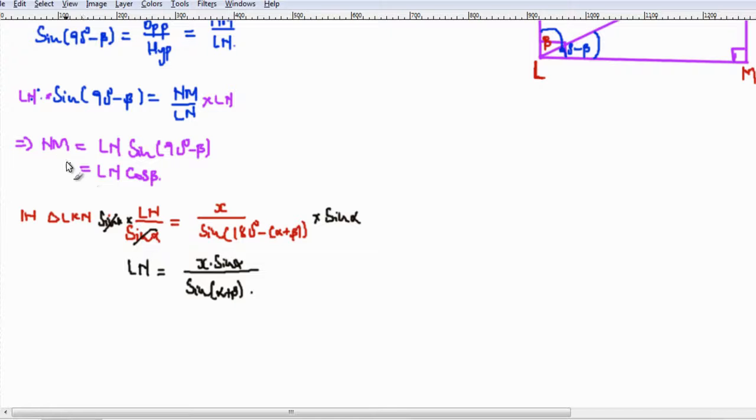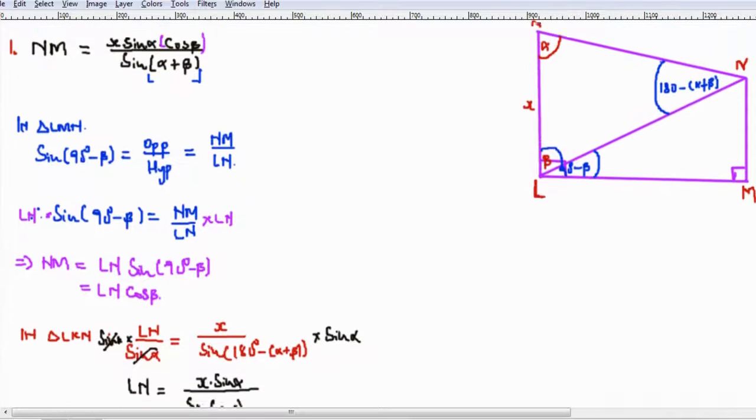From what NM is, we can then substitute LN with x sine of alpha over sine of alpha plus beta. So we can say here, therefore, NM is equal to LN, which is x sine of alpha over sine of alpha plus beta, multiplied by cos of beta. And that's what we wanted to calculate.